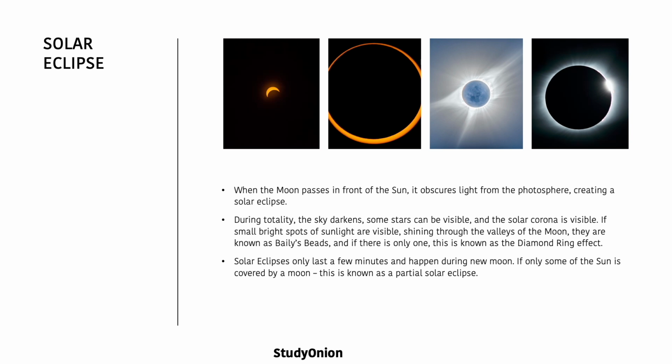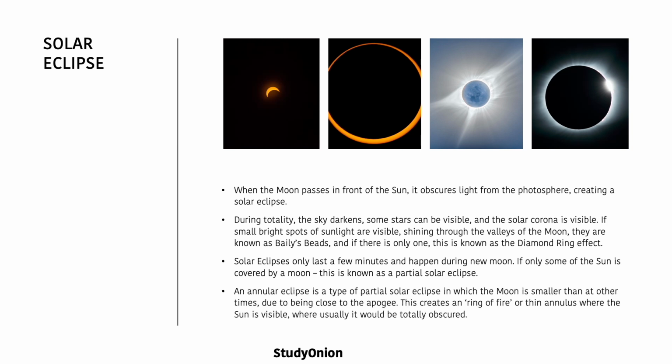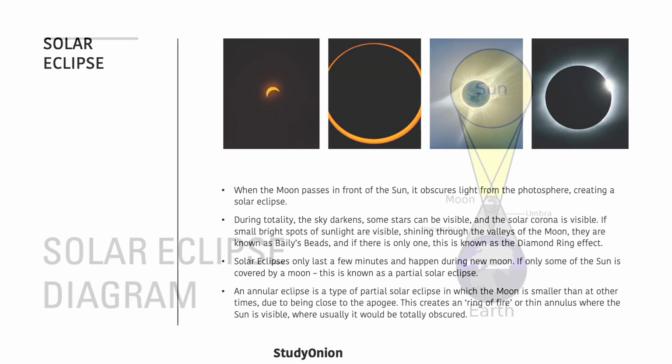If only some of the sun is covered by the moon, it's known as a partial solar eclipse. And we talked about an annular solar eclipse, which is a type of partial solar eclipse, where the moon is slightly smaller than at other times, creating this thin annulus or ring of fire where the sun is still visible.